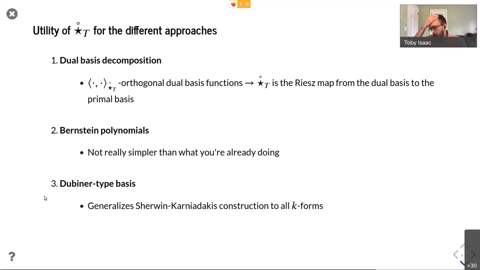If you've got scalar code that uses Dubiner type bases, then using ring star is going to be kind of a generalization of the construction used in the Sherwin and Karniadakis basis. It's going to take that basic idea, and you can use it for all k forms. So that is the presentation of the contribution in the trace-free unrestricted isomorphism.